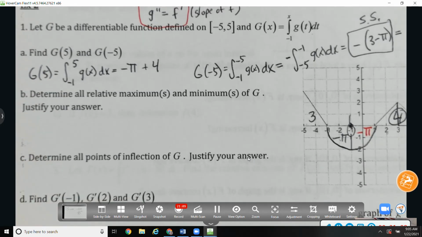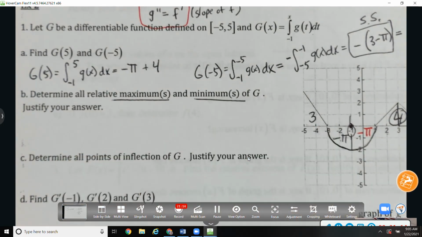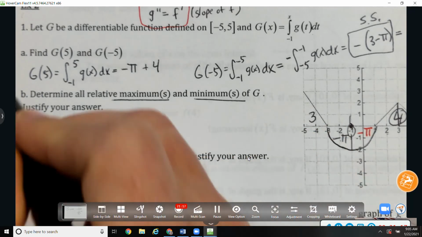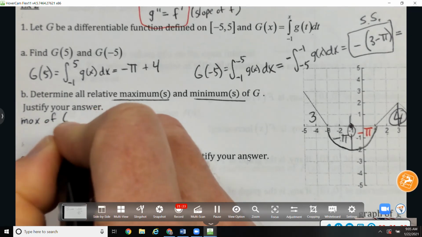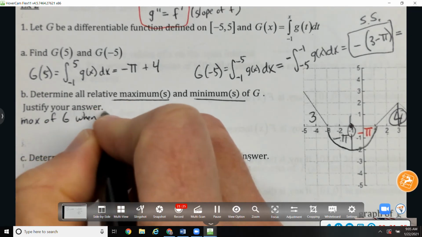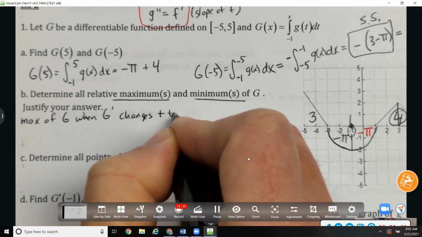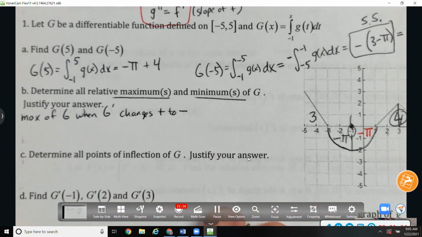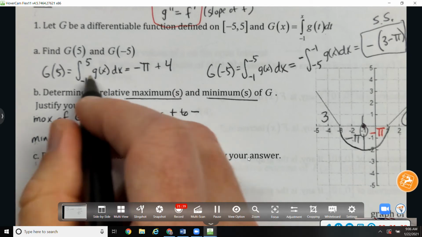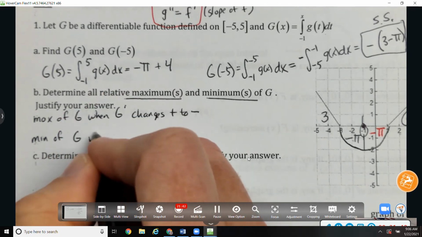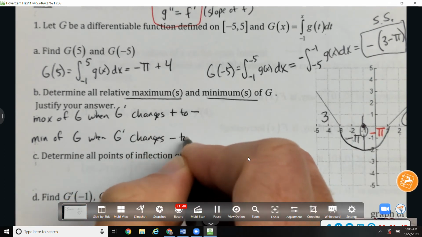Part B, determine all relative maximums and minimums of G. Justify your answer. I'm going to justify my answer first. So max of G would be when big G prime changes positive to negative. Yes, I think about it every time. The minimum of big G is when big G prime changes negative to positive.